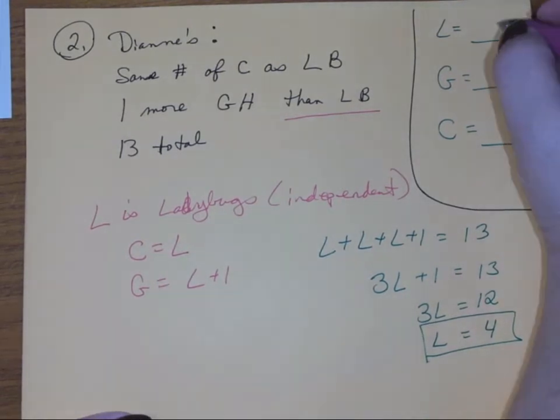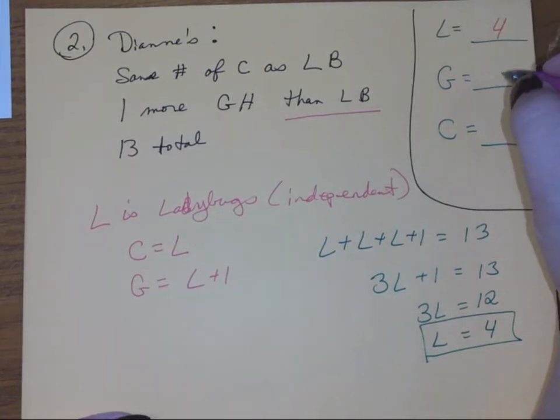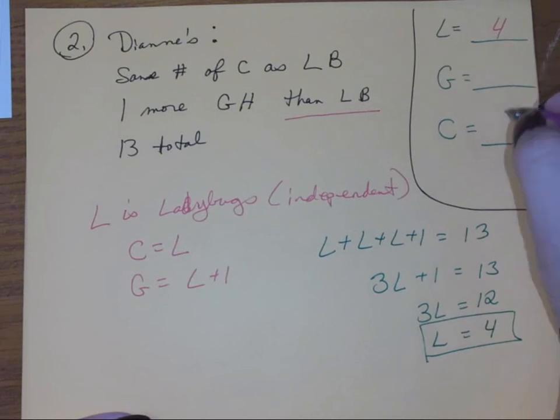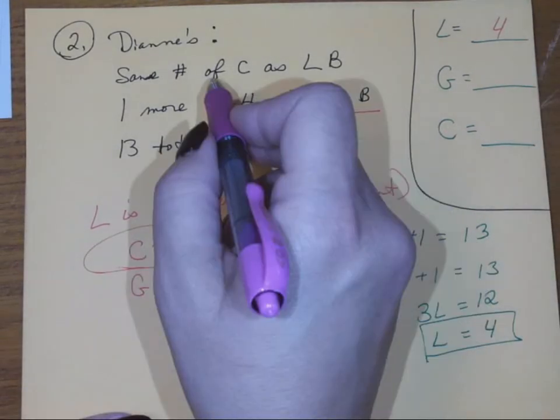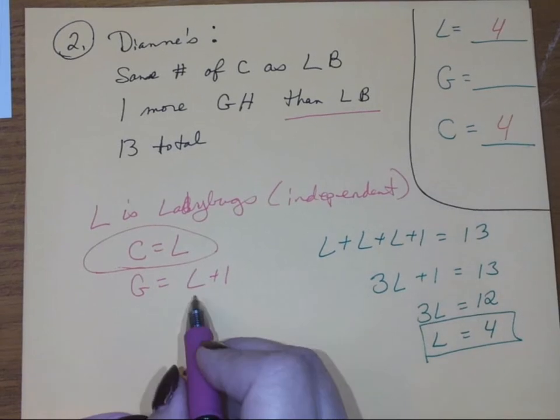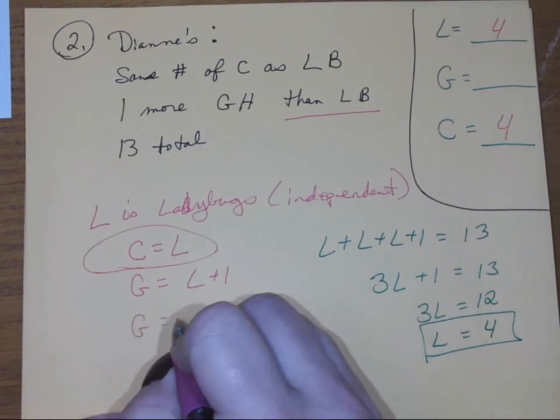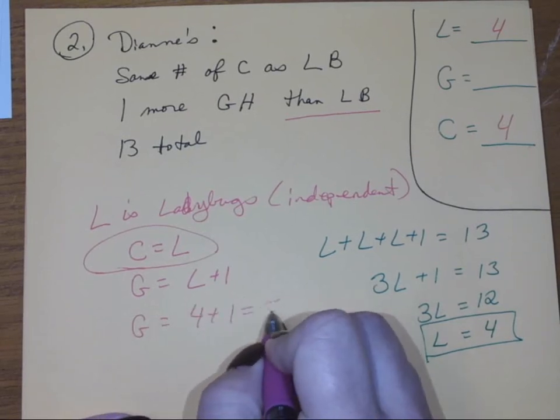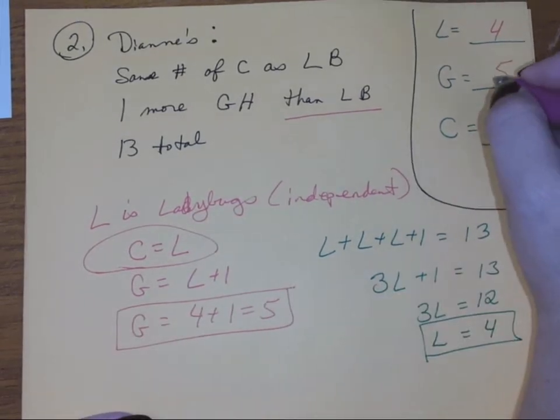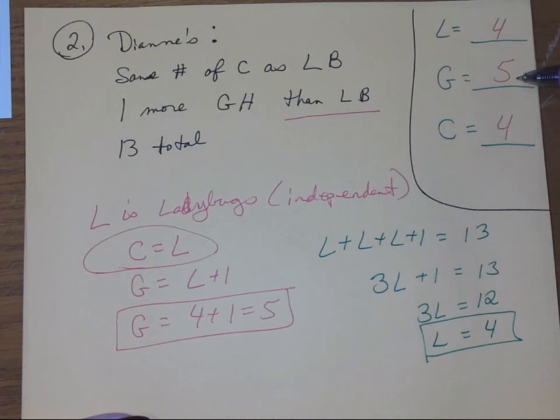So I know that ladybugs is 4. Grasshoppers is the same. No, I'm sorry, crickets is the same. Let me be careful. Crickets was the same, so that's 4. And then grasshoppers was ladybugs plus 1. So grasshoppers is equal to 4 plus 1 is a 5. And double checking my math real quickly. 4 plus 4 is 8. If this was a plus 4, it would be 12, but it's plus 5, so it's 13. So that adds up. So I'm good. Awesome. I like it. Love it when a plan comes together.